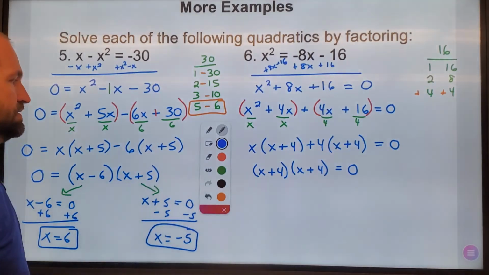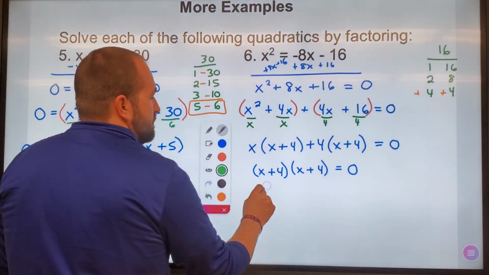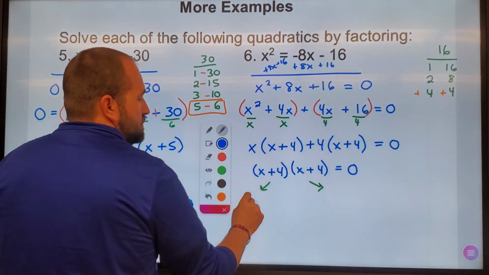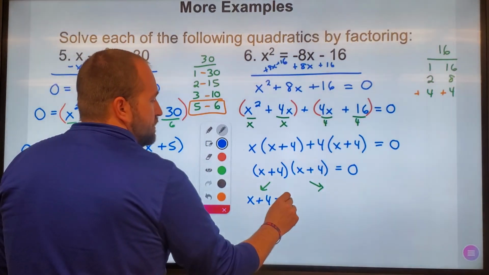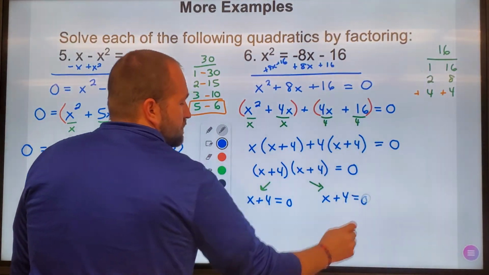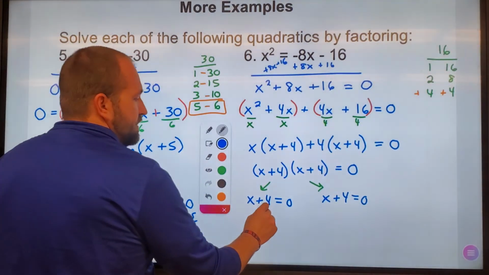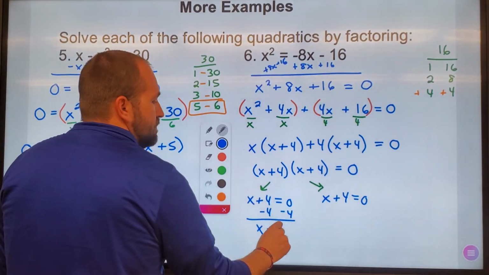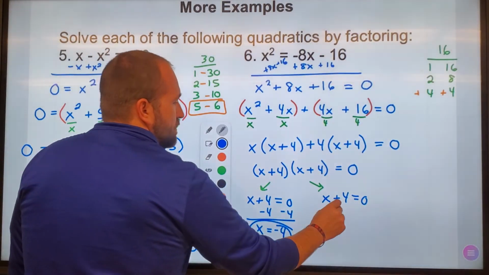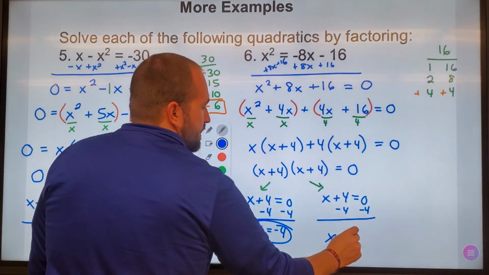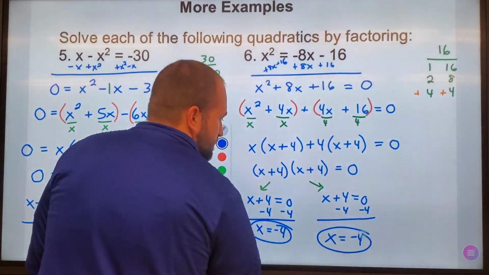You'll notice this one now, we have the same expression on both. So x plus 4 equals 0, and x plus 4 equals 0. Subtract 4 on both sides. Same thing over here, and hopefully your same answer, because it's the same expression.